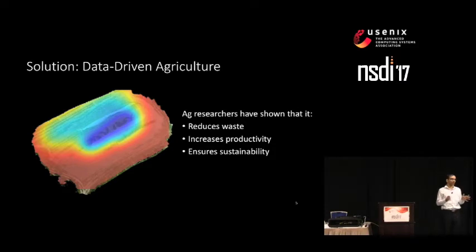This concept has been around for around 2 decades, and researchers have shown that it can lead to tremendous benefits for the farmer. It can reduce the amount of waste, it can increase productivity for the farmer and the profitability, and it can ensure sustainability for the environment. So this is great. I told you about a problem that we don't have enough food, and then I presented to you a solution. We should be doing that, right? What's missing?